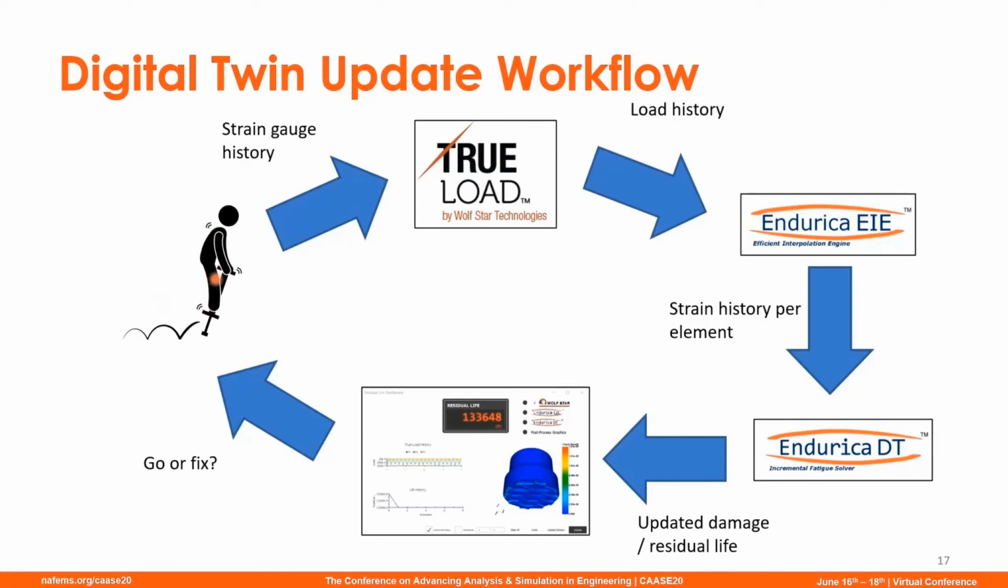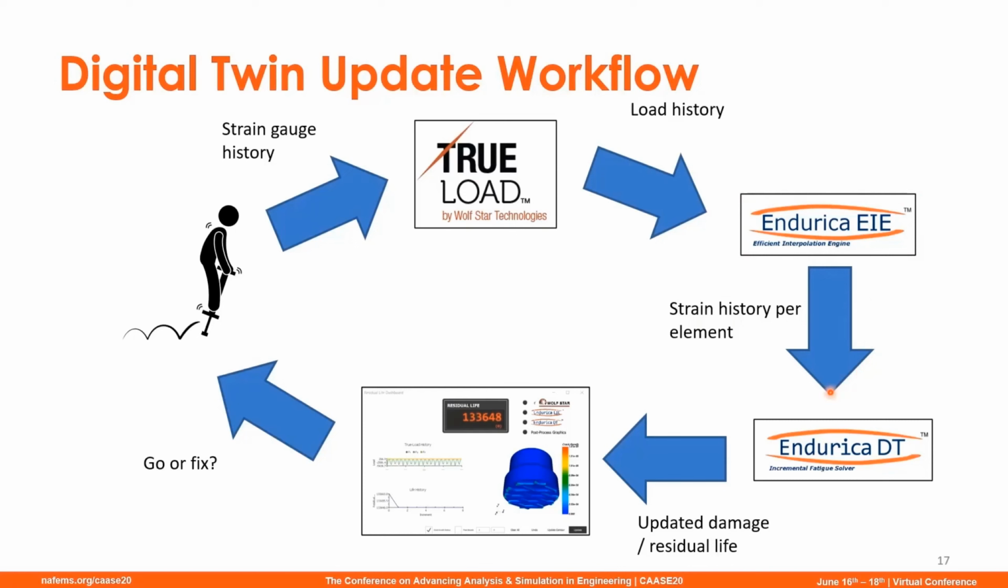There's strain gauges here that feed into a file. We record those. We pass those on to TrueLoad, where they're converted to X, Y, and Z loads on the tip of the frame, which we can then feed into our Endurica interpolation engine and convert the X, Y, and Z loads into strain history for each finite element in the model of the rubber tip.